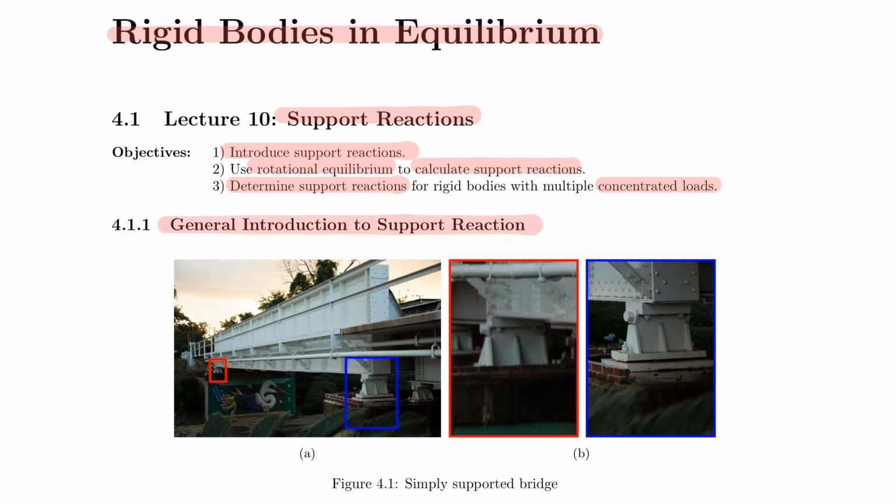And because I'm not able to meet you in the classroom with my props, I went around town and took some pictures for you. For example, here of a railroad bridge. In part A, you see the railroad bridge, and then you can see the red box and the blue box, which zoom in on the actual support reactions, which I magnified for you here.